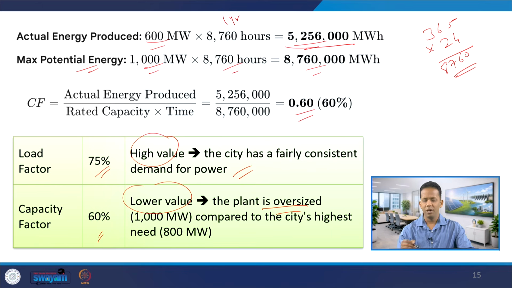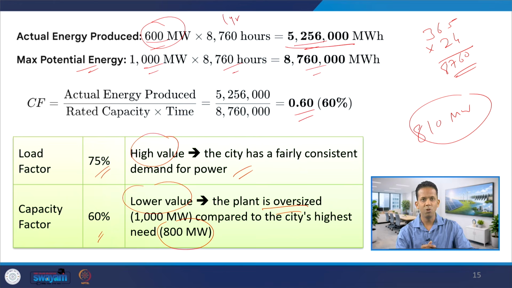But even if we forget the average demand of 600 megawatt, and take the highest 1 or 2 day demand of 800 megawatt, that is the highest need, our plant is still over designed. If the highest demand is 800 megawatt, even an 810 or 820 megawatt plant would have solved the city's situation. So, load factor and capacity factor can help us guide whether the supply is proper, whether the demand is proper, and based on the demand, how to manage or govern the supply.